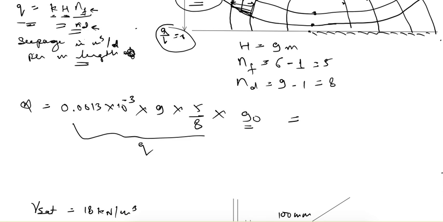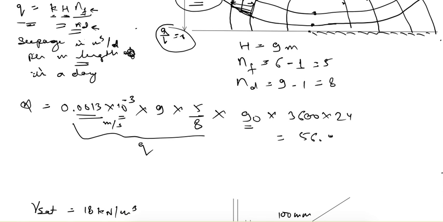It is asked in the question to find the seepage in a day, but the unit of K, after converting, is in meter per second. So we have to multiply it by 90 into 3600 for hour and 24 for a day. So from here we'll get the seepage in one day as 56.867 meter cube. This is the final answer.